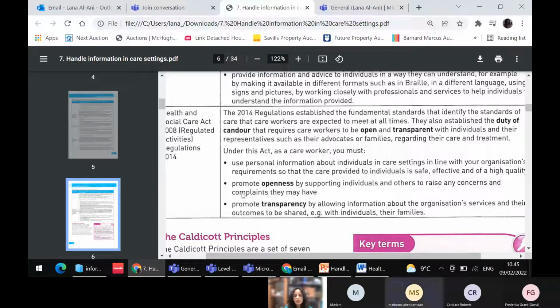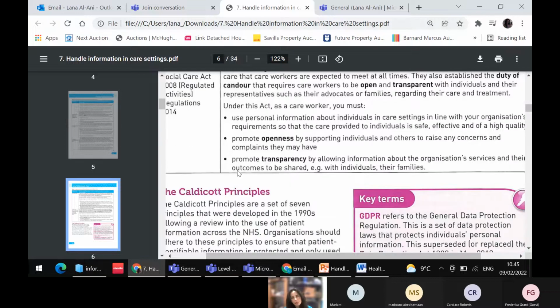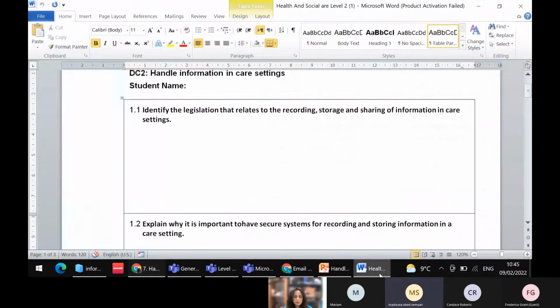And second thing, we need to promote openness and support individuals when they have any concerns. We can help them to make complaints if they want to, and also we need to be transparent so the people can understand what we're doing and why we're doing it. Is this okay so far? Yeah. Okay, excellent. So this is to answer question number one.